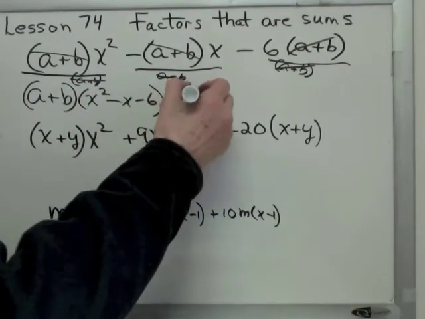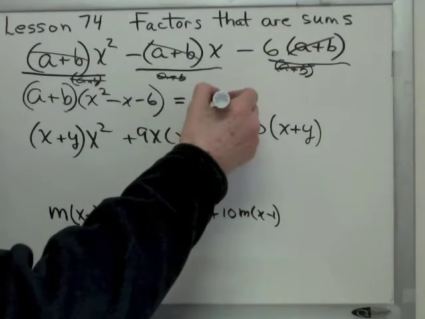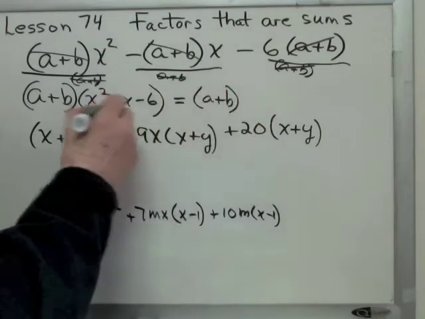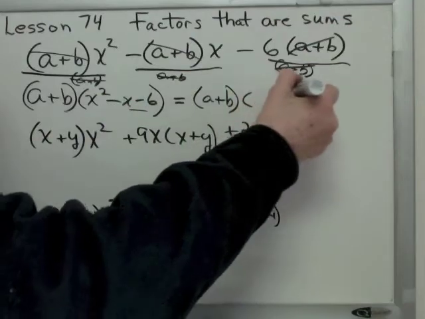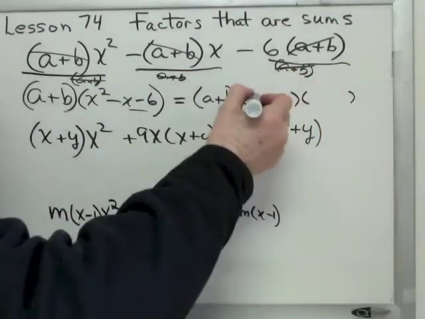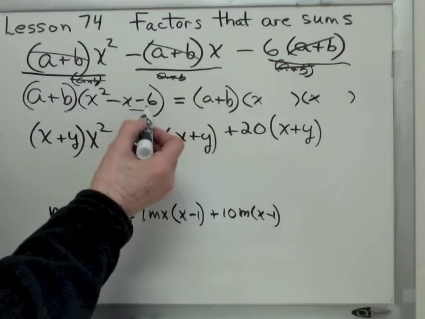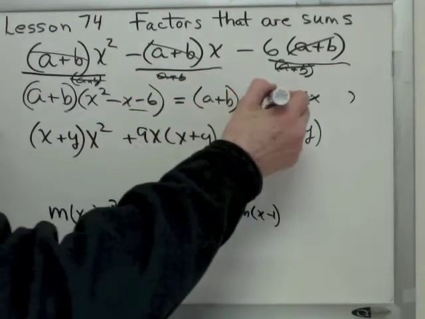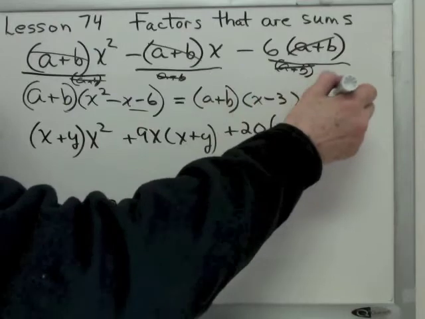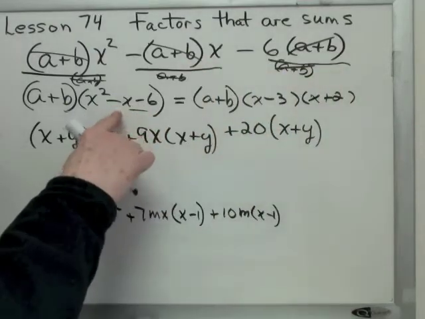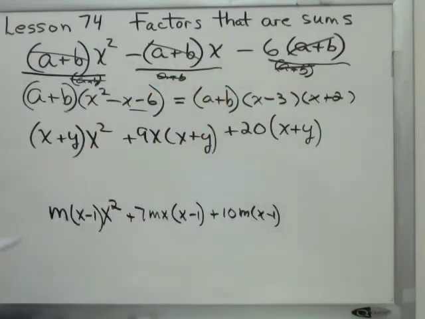Now that factors again. I'm going to keep the a plus b. But do you notice that this trinomial factors into two parts? X and x for the x squared and factors of minus 6. 3 and 2, minus 3 plus 2. We need a difference of a minus 1 in the middle, and that gives it. And there you go. There's a nice example.